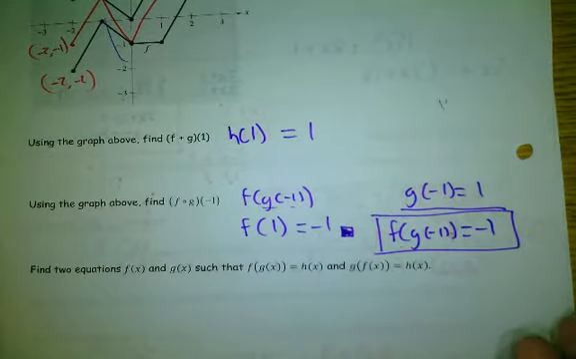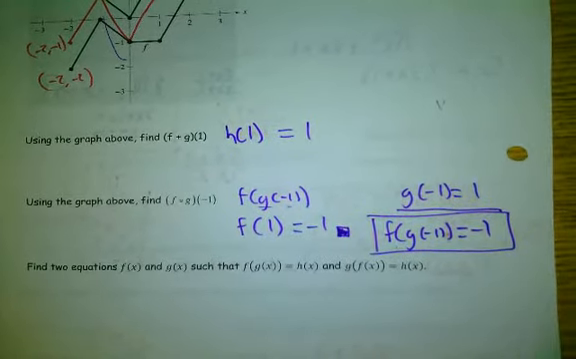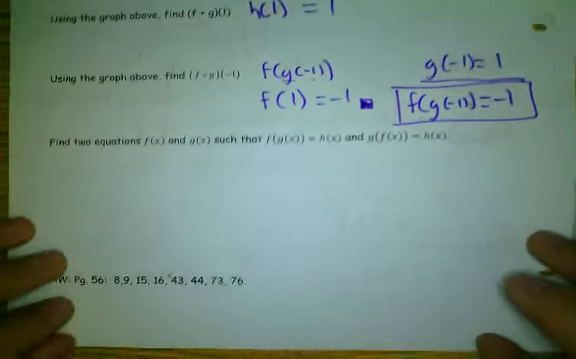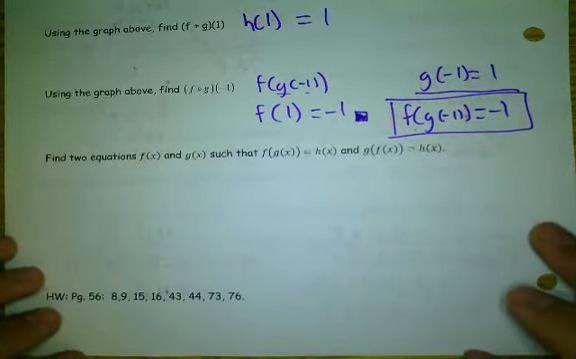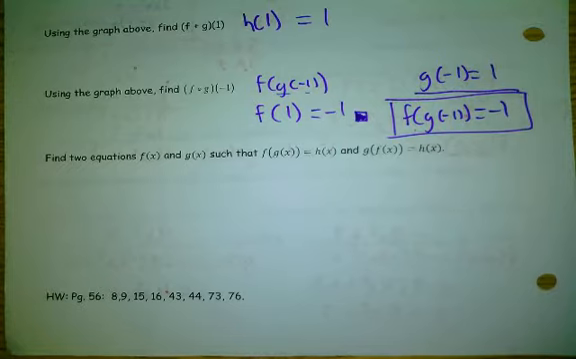And we're going to do this together because I wasn't very clear on the instructions. I made it too confusing for what I was looking for. Okay? So here's what we have. It says, find two equations f and g of x such that f of g of x equals h of x and g of f of x equals h of x. What am I asking? Does anyone know?